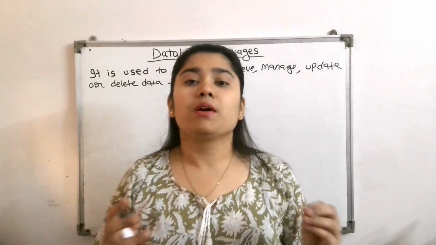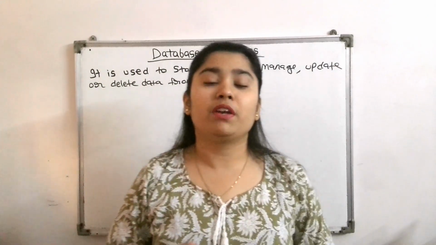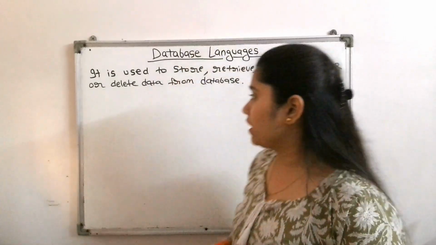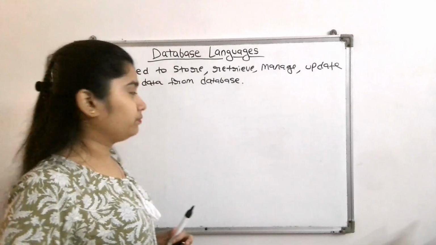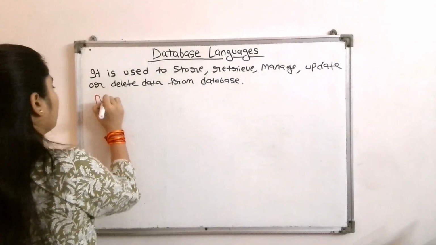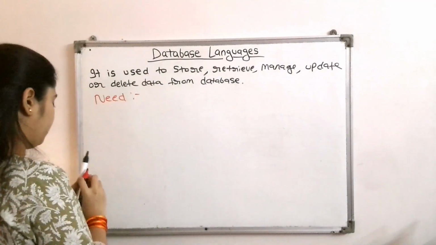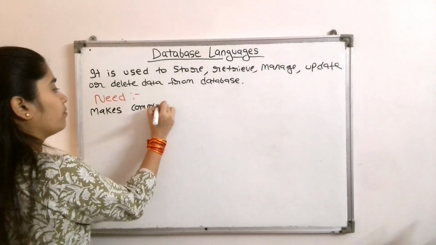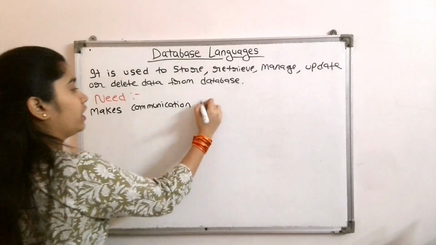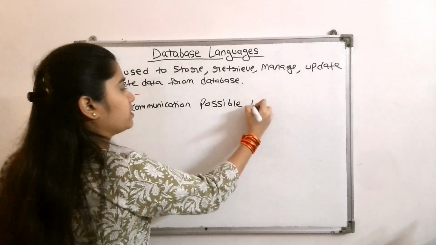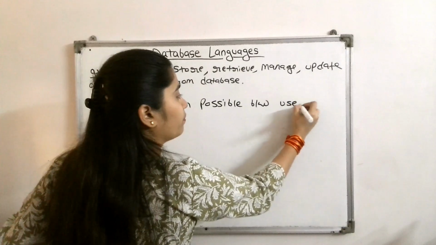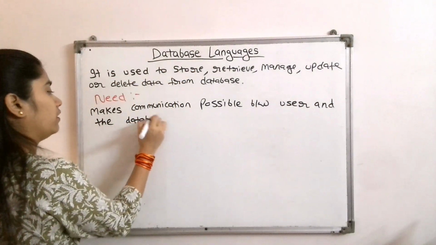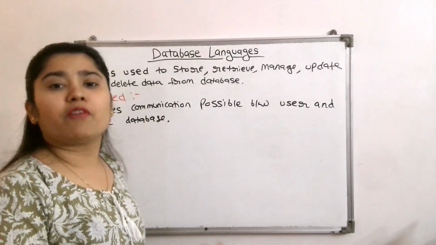So why do we need database languages? Because it makes communication possible between the user and the database, so that we can perform any task. Let's write it here. What is its need? That it makes communication possible between the user and the database. Okay, so that we can perform any task.